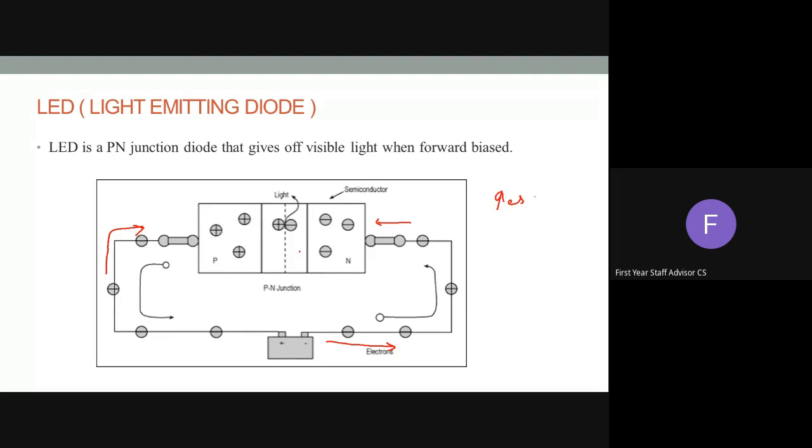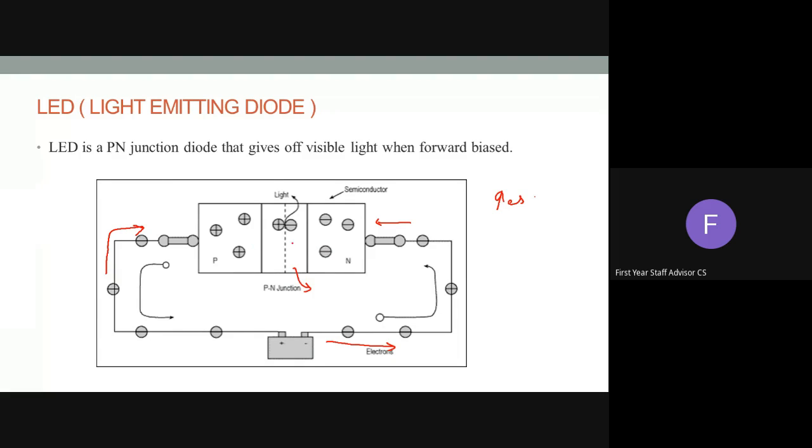Now if the energy of the electron is greater than the barrier potential in this depletion region, what happens? Then these electrons, which are majority carriers, will pass through this depletion region to reach the p side. Taking the case of holes, these holes which have higher energy can move towards this region.